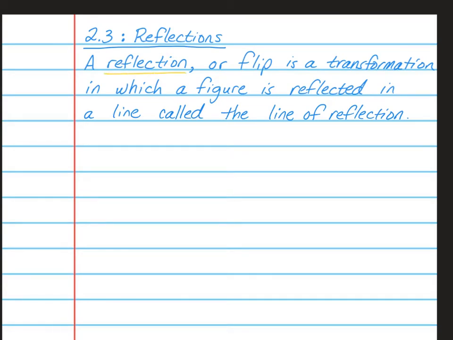A reflection, or a flip, is a transformation in which a figure is reflected in a line, and that is called the line of reflection. So that is also a vocab word. Some people like to think of this as a flip, so you're flipping it over the line, but the mathematical term for it is reflection.